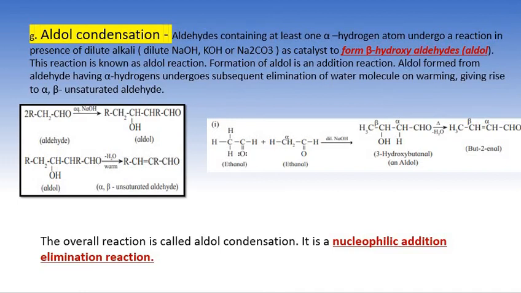Formation of aldol is an addition reaction. Aldol formed from an aldehyde having alpha hydrogen undergoes subsequent elimination of a water molecule on warming, giving rise to an alpha beta unsaturated aldehyde. Now let's see how the reaction will happen. For example, this is one aldehyde. We have taken two molecules because we are doing condensation.